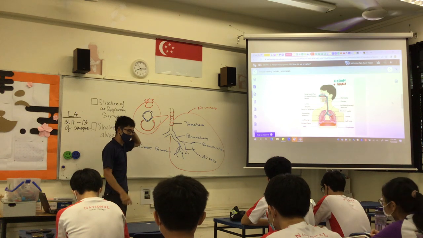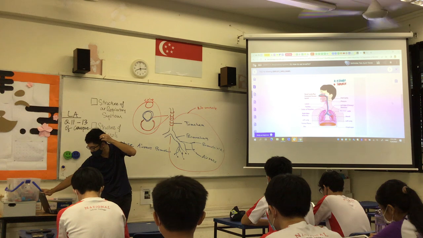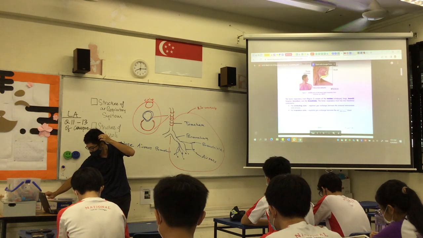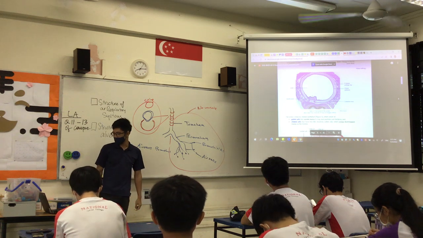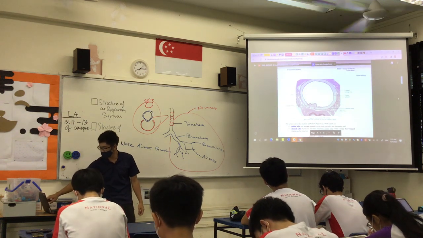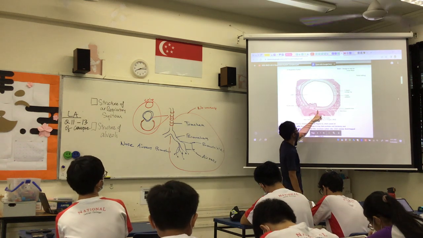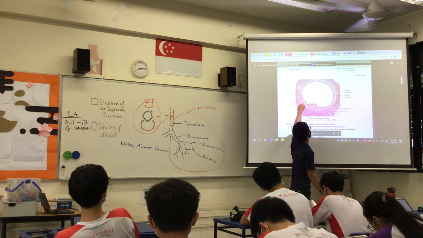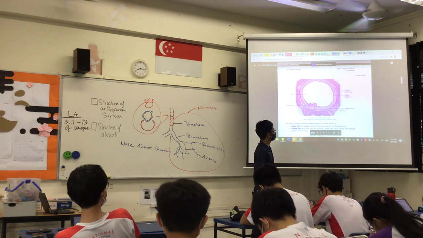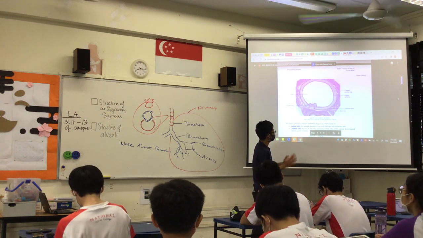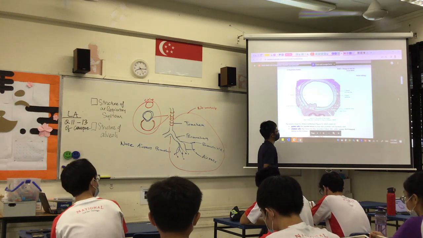So, an interesting fact. If you look through your notes, I believe there's a page where you can also take this down. If you look into this diagram over here, you can see the C-shaped cartilage. The C-shaped cartilage is this thick portion over here. Then somewhere at the back over here would be your gullet where you swallow from.